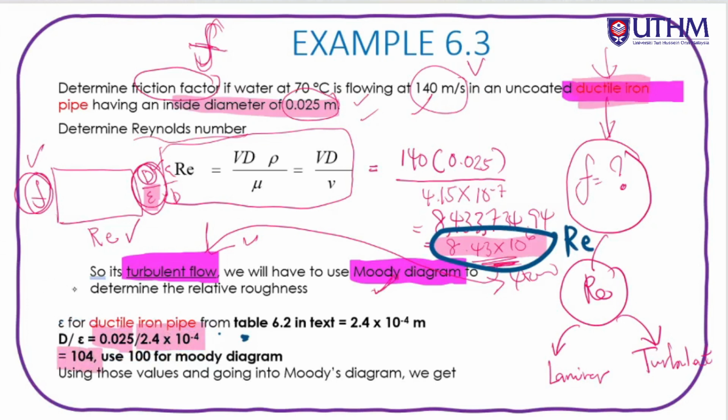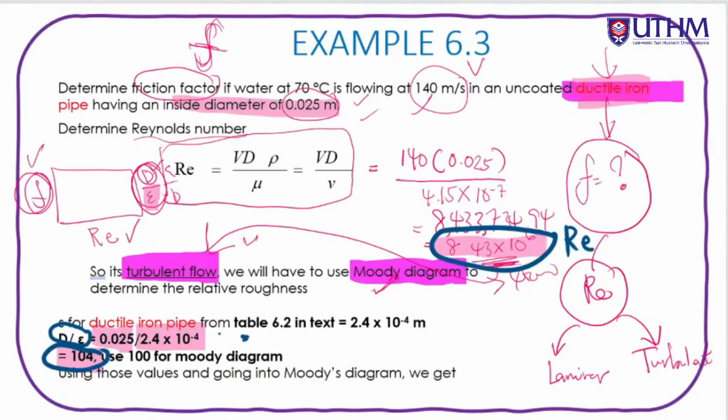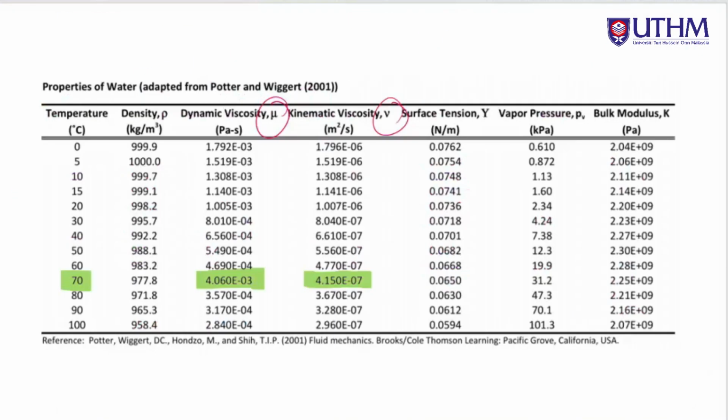So kita guna this two number. This is the relative roughness, which is 104. Sekejap, saya guna pen ni. Relative roughness equals 104 dengan Reynolds number tadi. Kita dapat berapa? Tulis dekat Moody diagram siap-siap. 8.43 kali 10 kuasa 6. Okay. Alright. So, ini saya terlepas tadi.